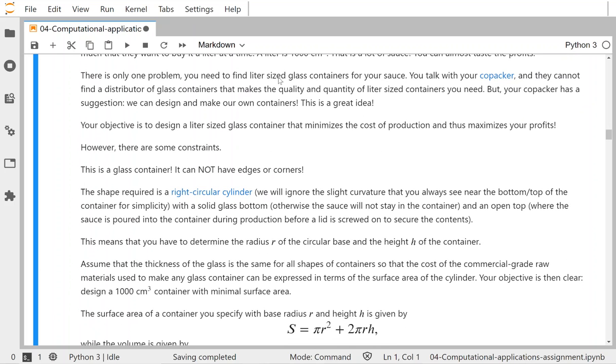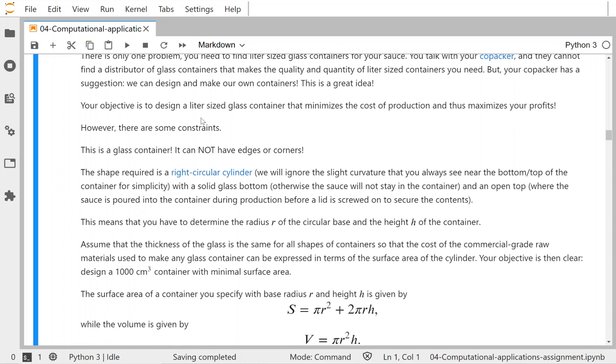You need to find liter-sized glass containers for your sauce. You talk with your co-packer, and they cannot find a distributor of glass containers that make the quality and quantity of liter-sized containers that you need. But your co-packer has a suggestion. We can just design and make our own containers. What a great idea. Your objective now is clear. Design a liter-sized glass container that minimizes the cost of production and thus maximizes your profits.